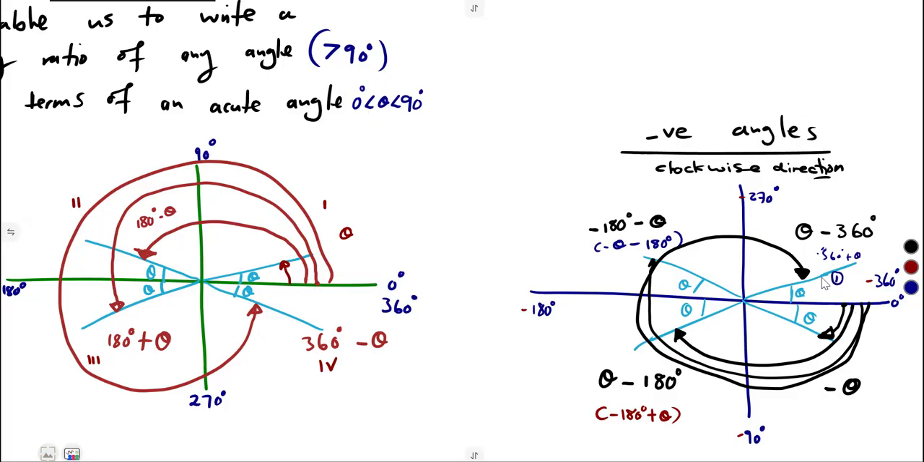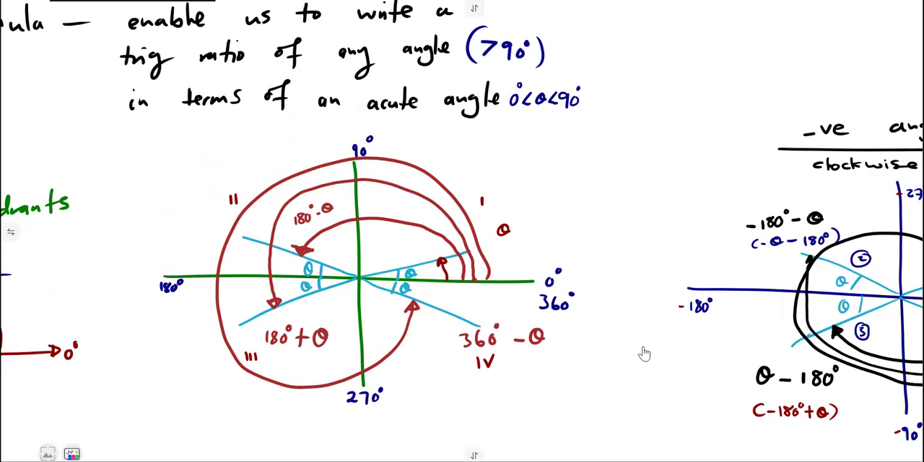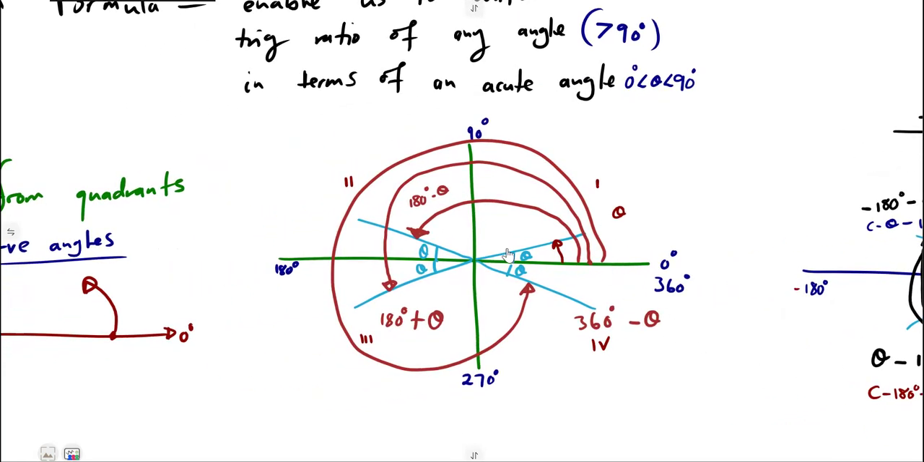Remember, this is your first, this is your second, this is your third, this is your fourth quadrant. It is only that we are dealing with negative angles. That's why we had to refer from the fourth quadrant up to the first, because we are considering a clockwise direction. In another case of positive angles, as we dealt with positive angles, the rotation is for what? Anti-clockwise.